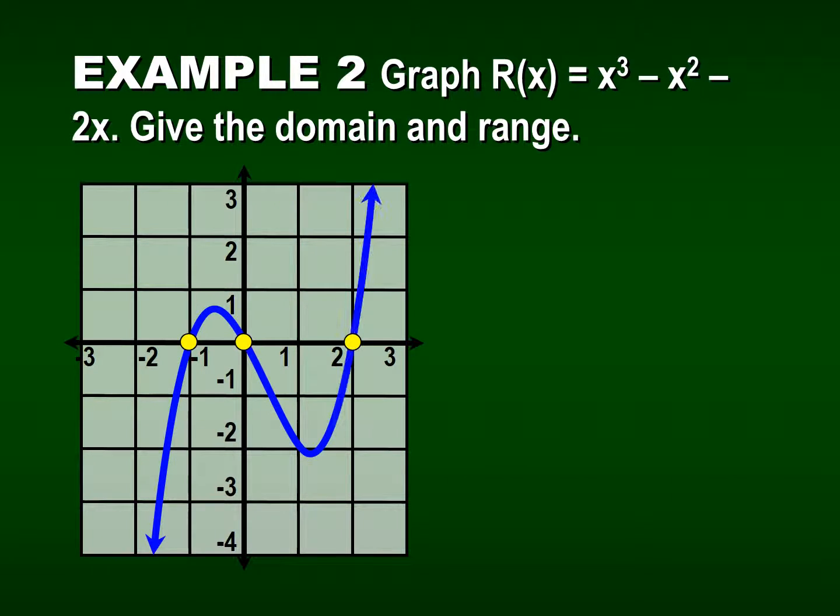So here's our zeros. So remember we said the left tail was down. So we're going to start going down. And then we know we have to come back. And then we have to make sure our right tail ends up going upwards.